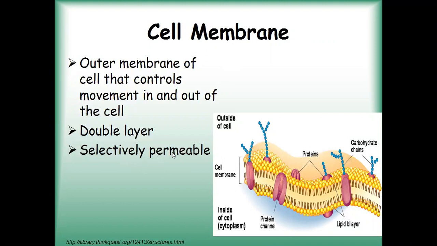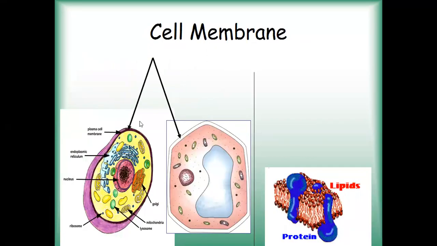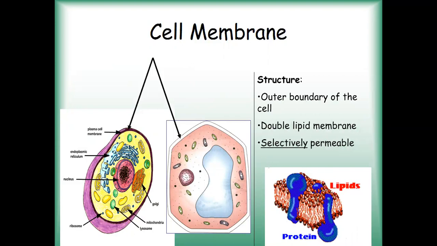It is selectively permeable. The cell membrane is always selectively permeable. It will allow only selected substances to pass through it. In the animal cell, you can see this cell membrane, and in the plant cell, this one is the cell membrane. Basically it is made up of lipids and different types of protein. It forms a bilayer. So it is the outer boundary of the cell. It is a double lipid membrane, made up of double layers of lipid, and as I told you, it is selectively permeable.